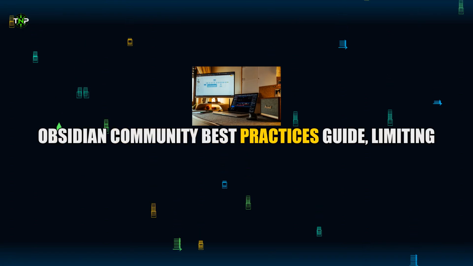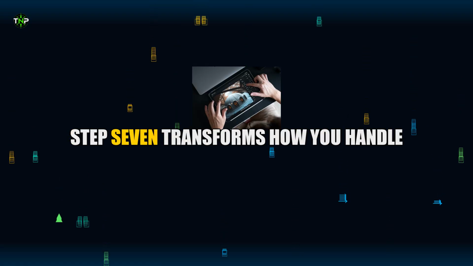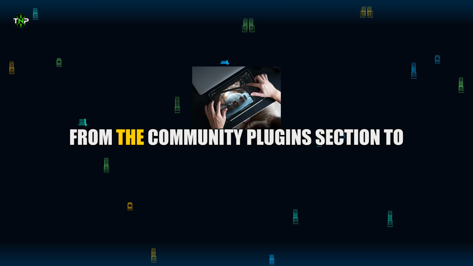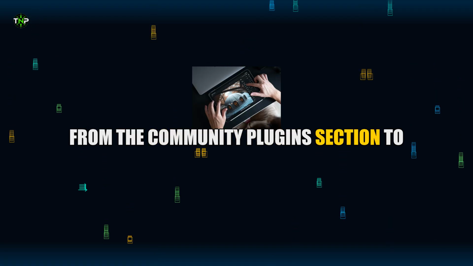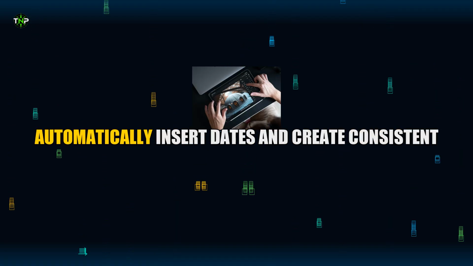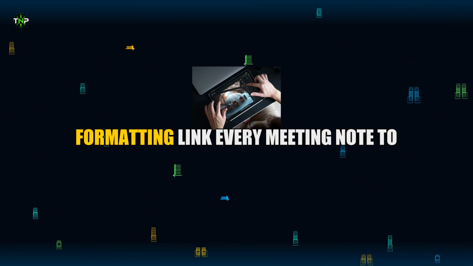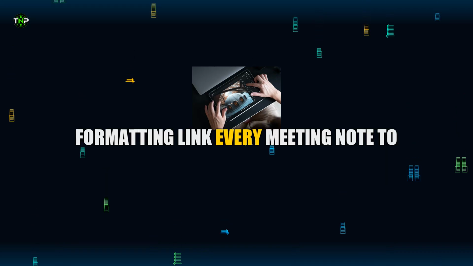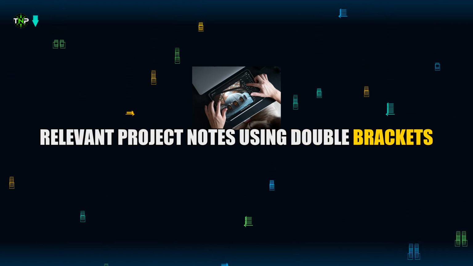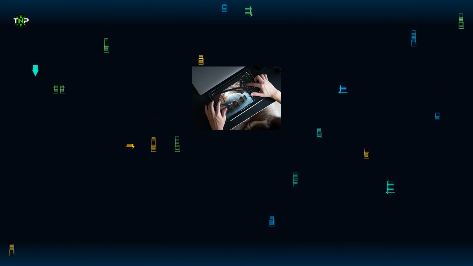Step 7 transforms how you handle meeting notes and project tracking. Create a template called Meeting Note with fields for date, attendees, action items, and follow-up. Use the Templater plugin from the Community Plugins section to automatically insert dates and create consistent formatting. Link every meeting note to relevant project notes using double brackets. This creates an automatic project timeline you can follow backwards or forwards.